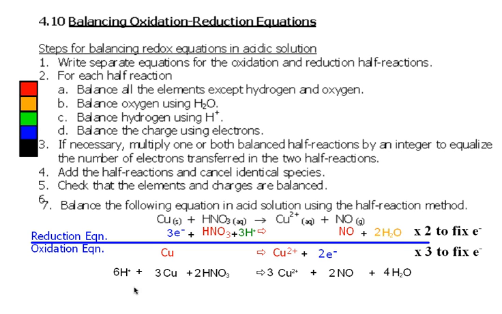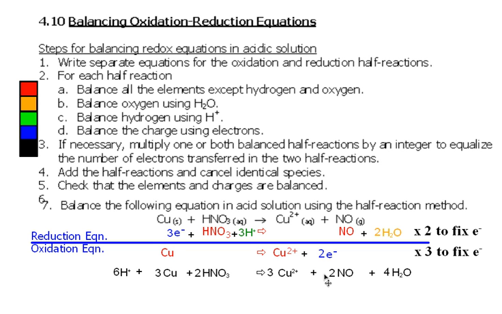6 hydrogens plus 2 hydrogens is the same as 8. 3 coppers, 2 nitrogens, 2 nitrogens, 6 oxygens, 2 oxygens plus 4 oxygens is 6 oxygens. Everything's taken care of in this equation.